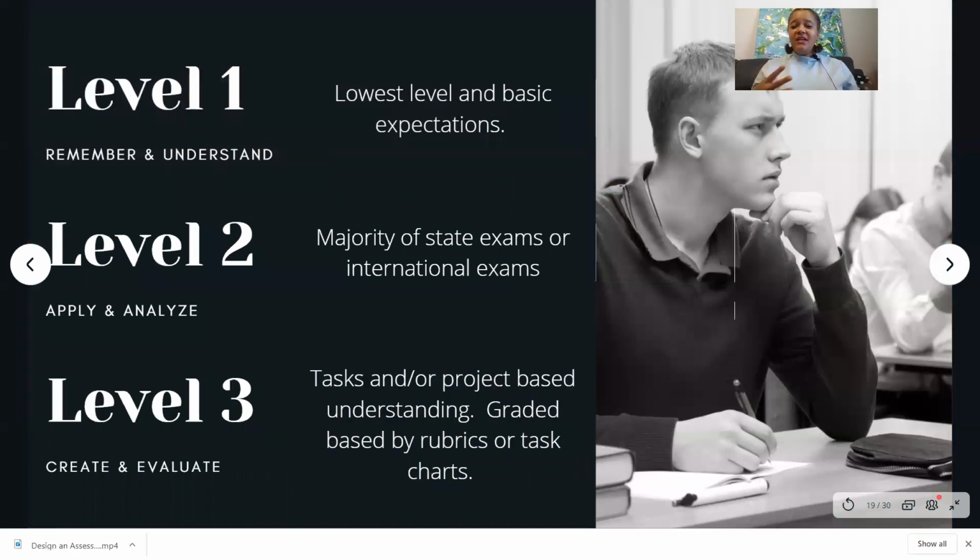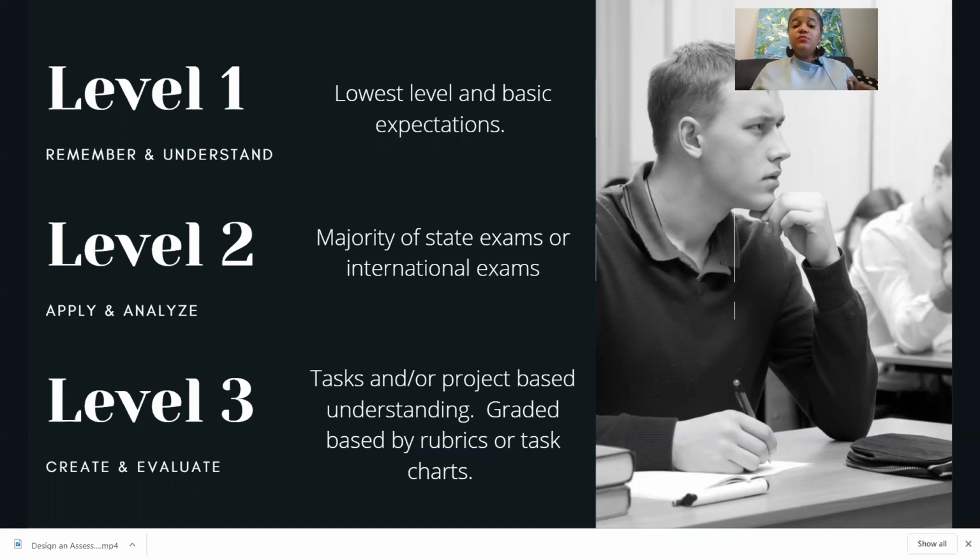So now we kind of understand our levels. We have 3 levels, which is level 1, remember and understand. And that is your lowest level, and it's the basic expectations to remember, to recall. It's actually one that the majority of our teaching time is spent on, because it is giving the foundation that's needed to understand. However, level 2 is apply and analyze.